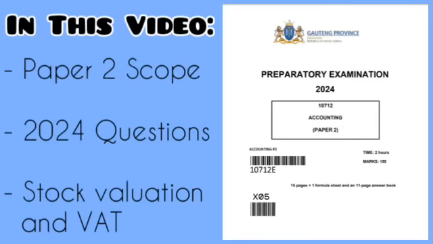In this video we are still continuing with our preparation for the paper 2 accounting final examination. We are looking at the paper 2 scope using 2024 questions from our preparatory examination paper from the Gauteng paper this September. This video we are going to specifically focus on the topic of stock valuation and VAT. We have already done reconciliation and cost accounting, so if you missed those two videos, make sure you look at them before you look into this one.